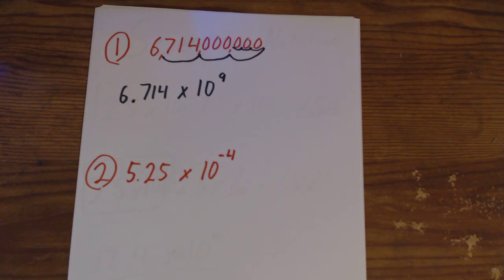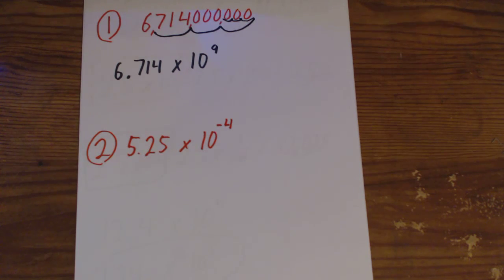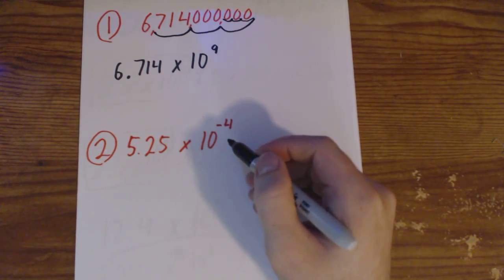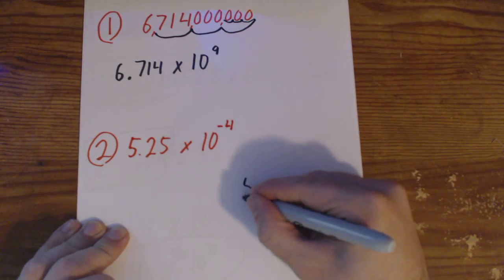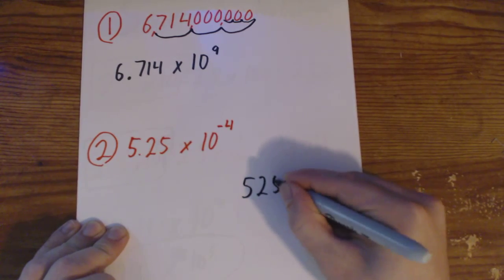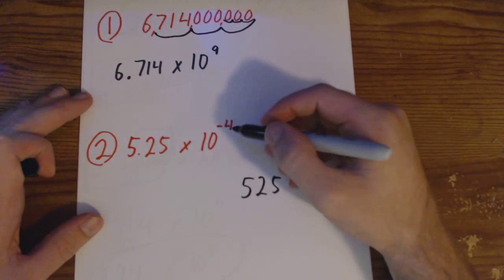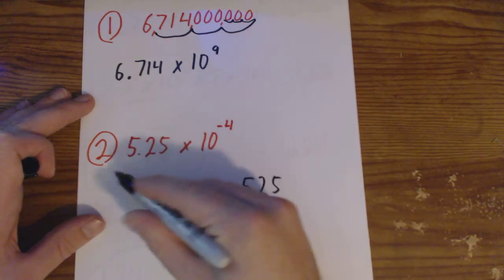Now looking at number 2, we have a number in scientific notation. Let's write this one in standard form. So we see that it has a negative exponent. It's going to be a small number. Let's start out with our initial 525. Now to write this one, let's work backwards. We need to move this decimal place 4. Because it's negative, it's going to be going the opposite direction.